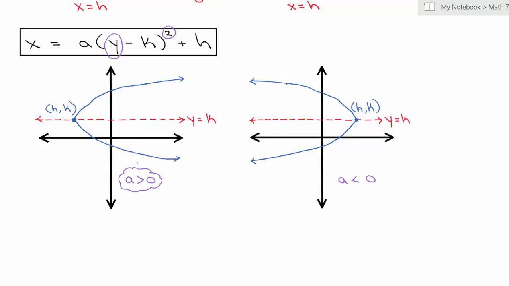When a is greater than 0, or that means a is positive, the parabola is going to open to the right-hand side. When a is less than 0, or that just means when a is negative, your parabola is going to open to the left-hand side.